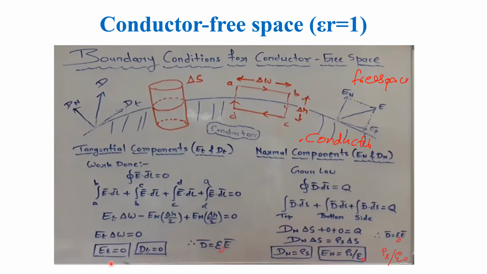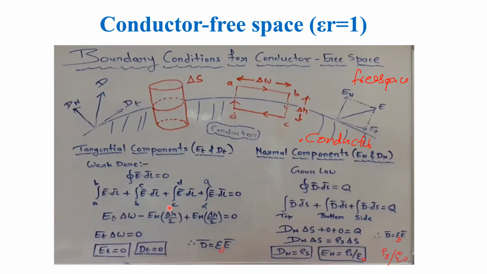So if the E tangential value is 0, then from that we can deduce the expression for D also, because we know that D equal to epsilon times E. So if E tangential is 0, in the same way D tangential is also 0. Hence the result for the tangential component of electric field across a conductor free space boundary.